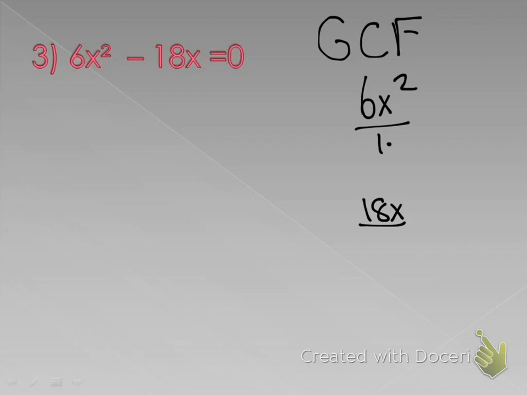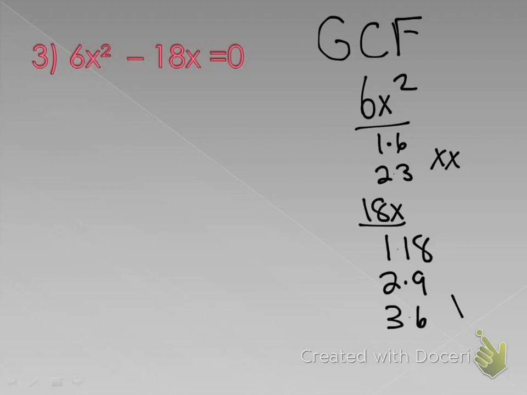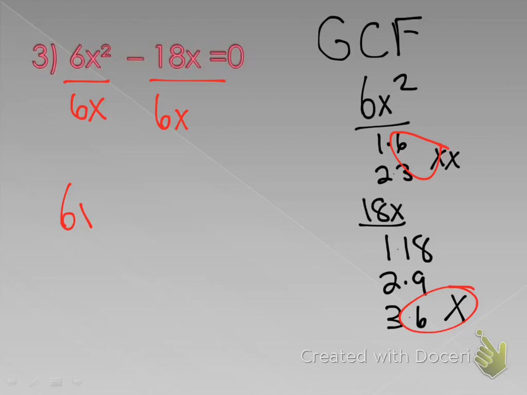So you need to find the GCF between these two terms. We have 1 and 6, 2 and 3, x and x, 1 and 18, 2 and 9, 3 and 6 with an x. I think we're looking at 6x as our GCF. So I'm going to divide each term by 6x, and I'm going to write a 6x in the front. 6 divided by 6 is 1. X squared divided by x is just x. So 1x, or x in the front.